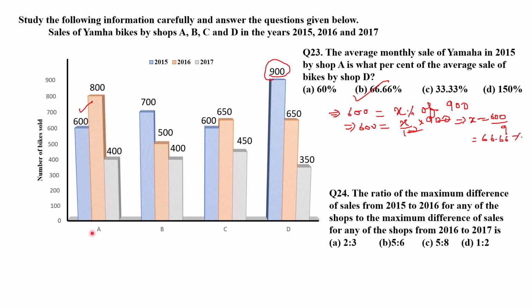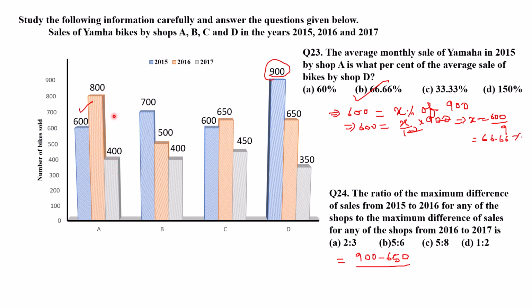So first take shop A, find out the difference of 2015 and 16. So here is 200, here is 200, here is 50 and here is 350. So the maximum is here, isn't it? So maximum is 350, 900 minus 650. Okay, let me write like this only. You have to find the ratio. Ratio from where? Ratio for maximum difference of sales for any shop from 2016 to 2017. So 2016 is the orange one and the gray one is 2017.